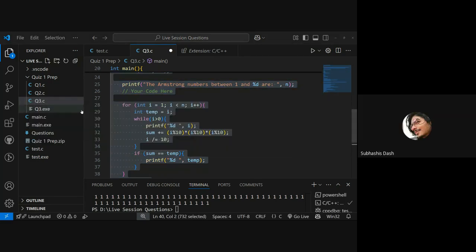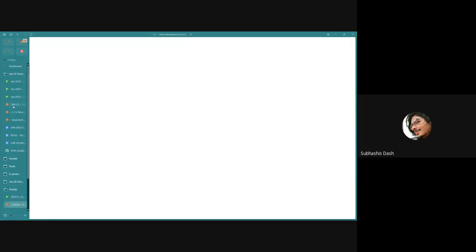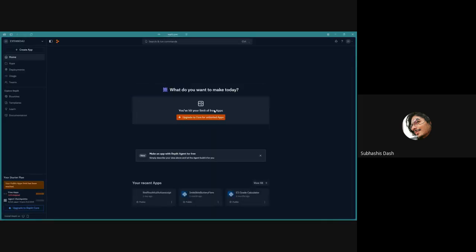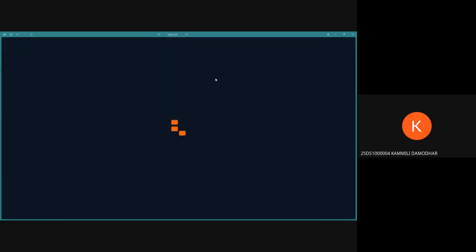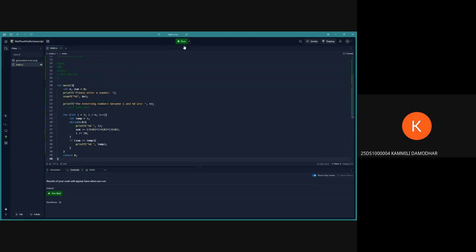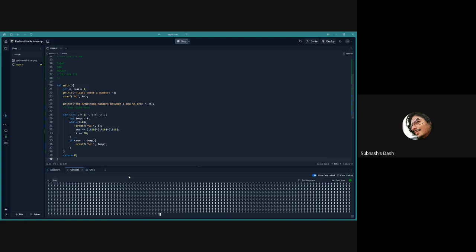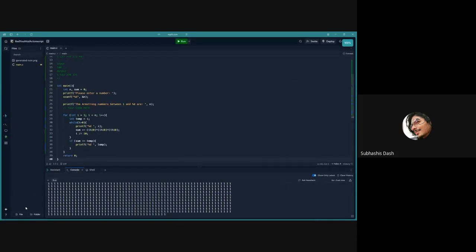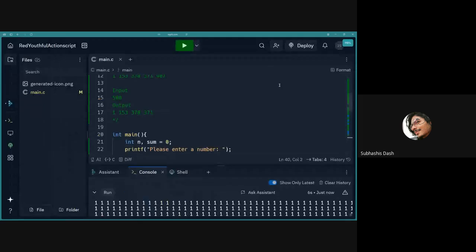Let's try it on Replit. Any online compiler or GDB compiler. Okay, over here also it's doing the same thing. Now why is that doing this same thing? Just one second.